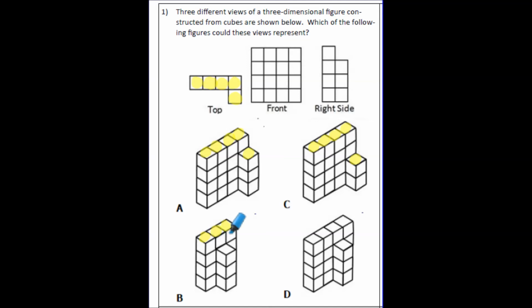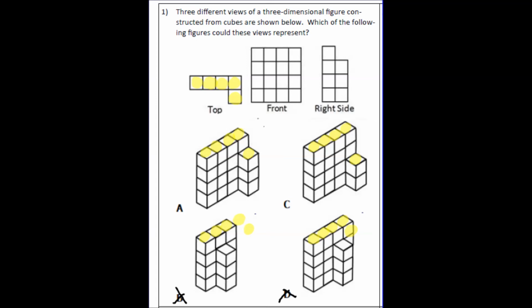1, 2, 3, 4. We're missing 1 here, and we're also missing another 1 to make that L shape. And that's why B is not correct. The top view isn't correct. Looking at D, we have 1, 2, 3, 4. However, we need another 1 that's to the right of the 4th one, not the 3rd one. So D does not have the correct top view either.